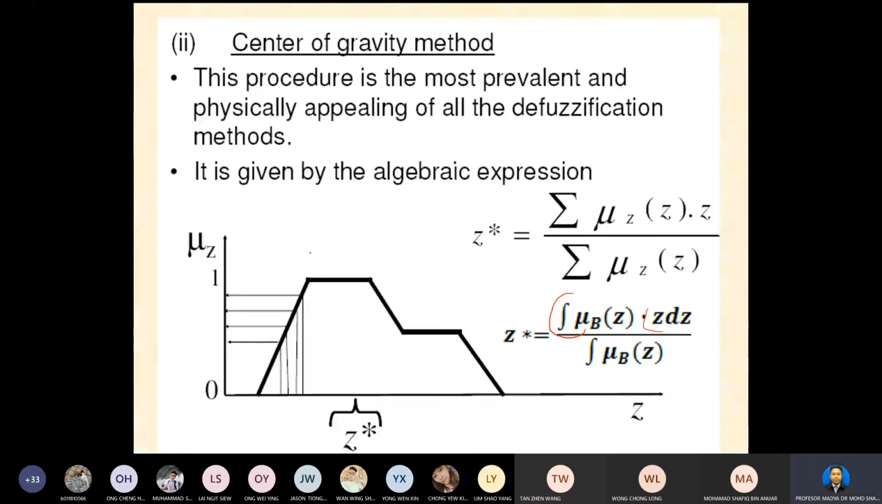Maybe I show this example here. Maybe we can put some points here. This one maybe we can put 2, this one 4, this one 5, for example, this one 7, and this one 8. So first you have to get the equation here.